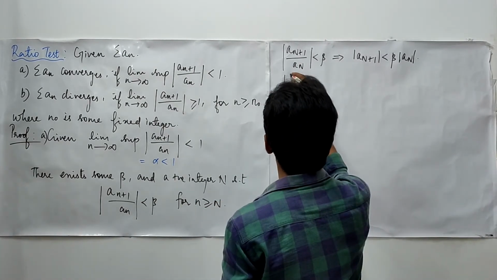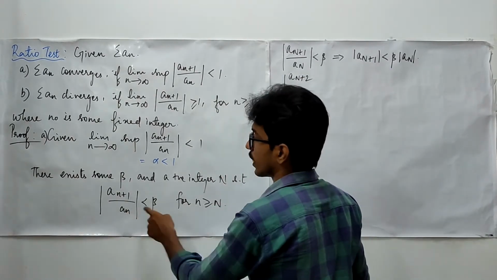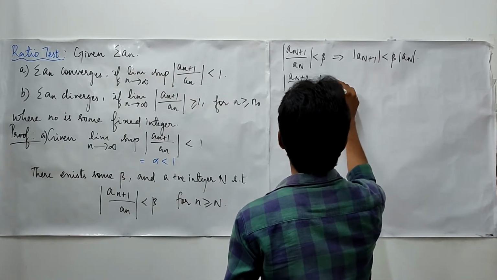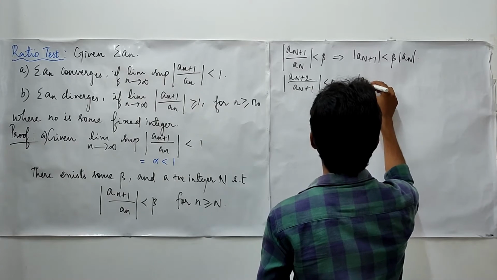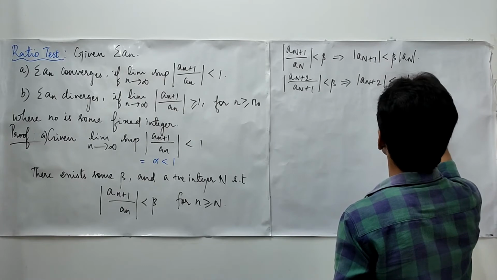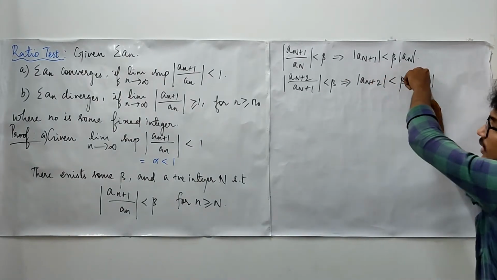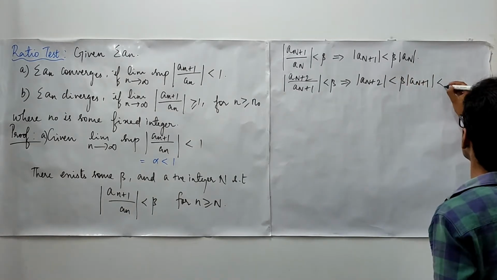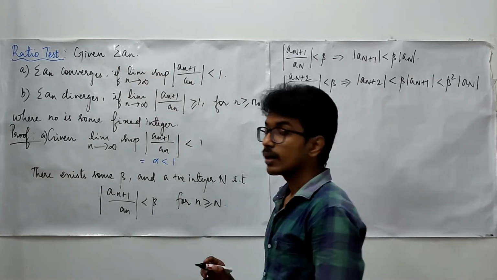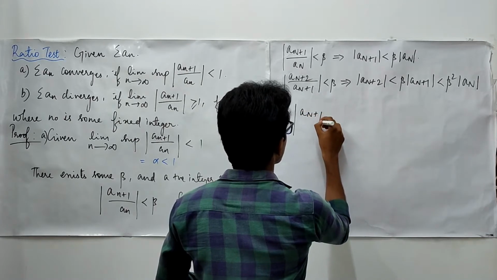Therefore, this must be true for N plus 1 as well. So when I substitute big N plus 1 in place of n, what am I going to get? I am going to get this quantity, right? So this gives me the absolute value of an plus 2 is smaller than beta times the absolute value of an plus 1. But this quantity is smaller than beta times the absolute value of an. When I substitute it, I am going to get beta square into the absolute value of an, right?